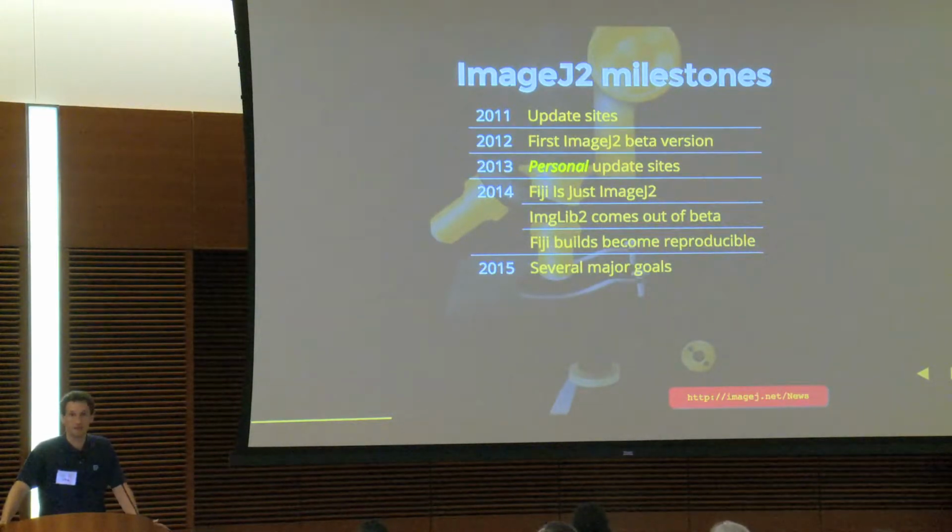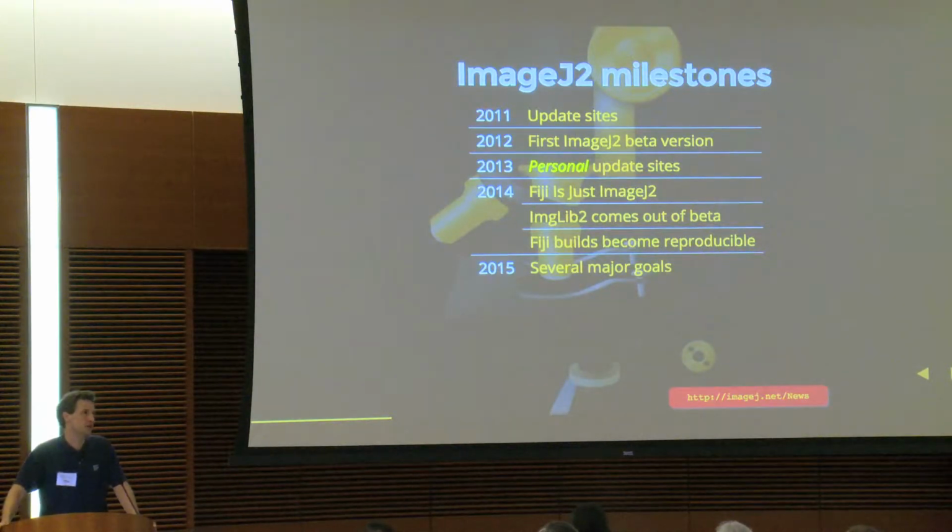And I think that was a big boon because now we have 100 personal update sites, and almost every really big flagship plugin is served by one of those. So that's pretty awesome. In 2014, Fiji really became ImageJ2. So I'll talk more about that when I get to the technical slides.